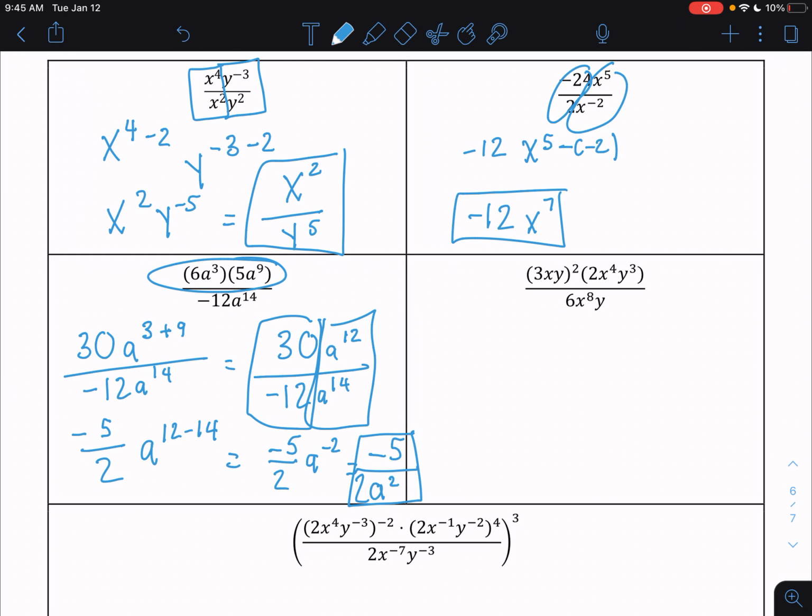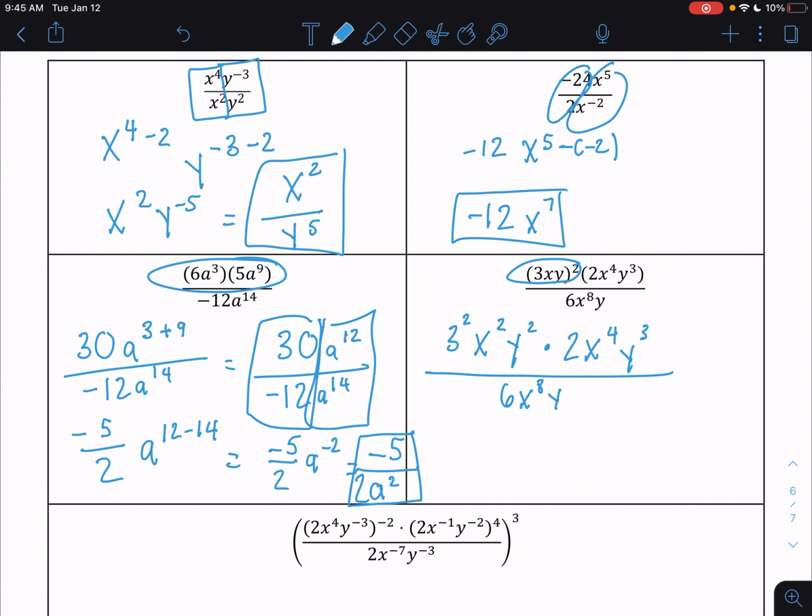All right, we just got a couple more. So this one is going to incorporate both the power and the product rule. So let's look at this part right here first. So we're going to have 3 squared, x squared, and y squared, all of that times... I'm just going to rewrite the rest of the problem. Now let's simplify this down.